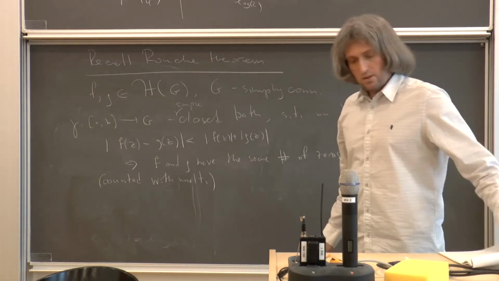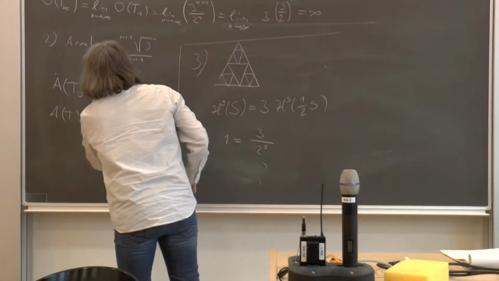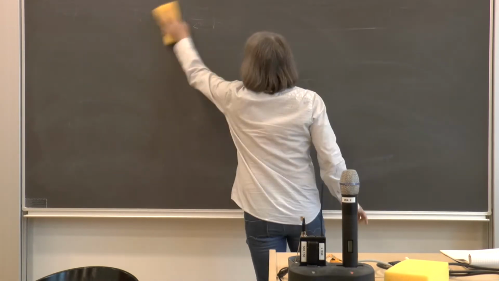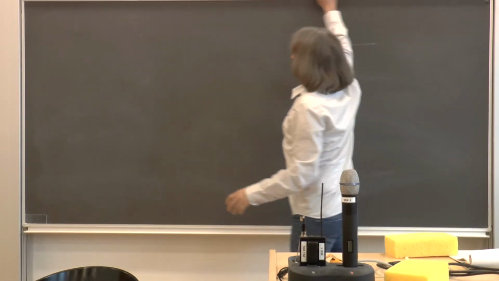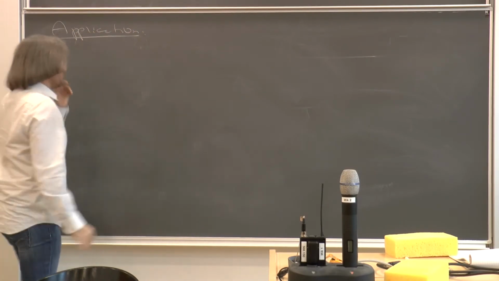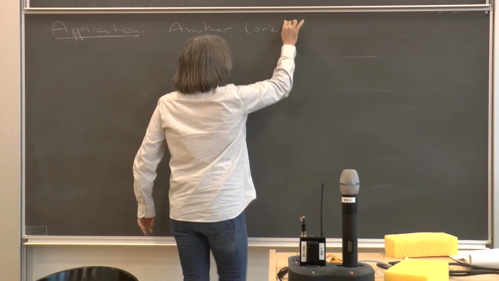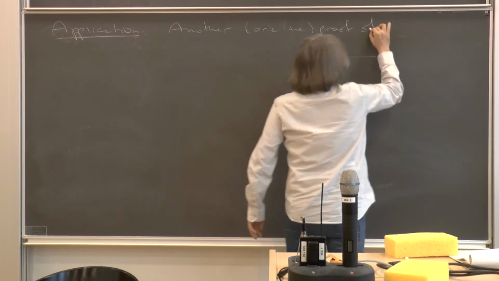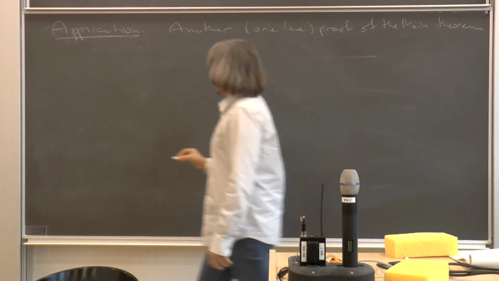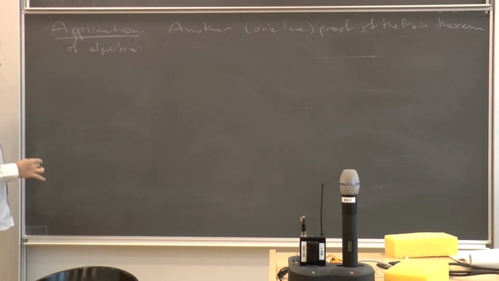So this is what we more or less proved in the previous lecture, and one application, another proof of the main theorem of algebra. Application. Another proof. Another, I would say, one line proof of the main theorem of algebra. So here is the proof.